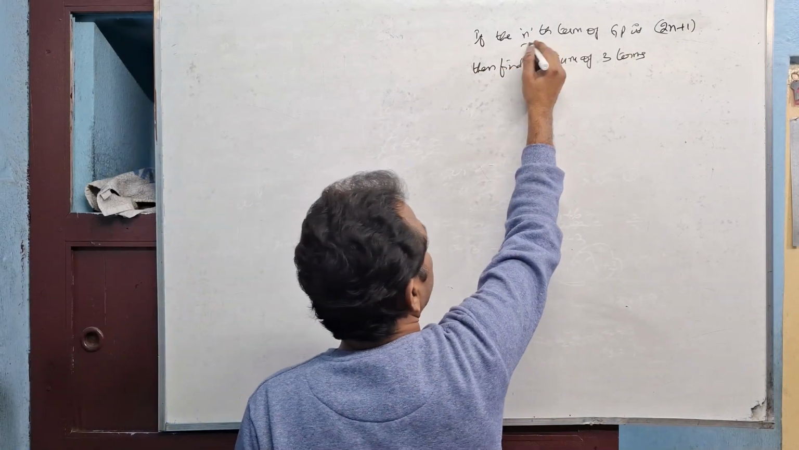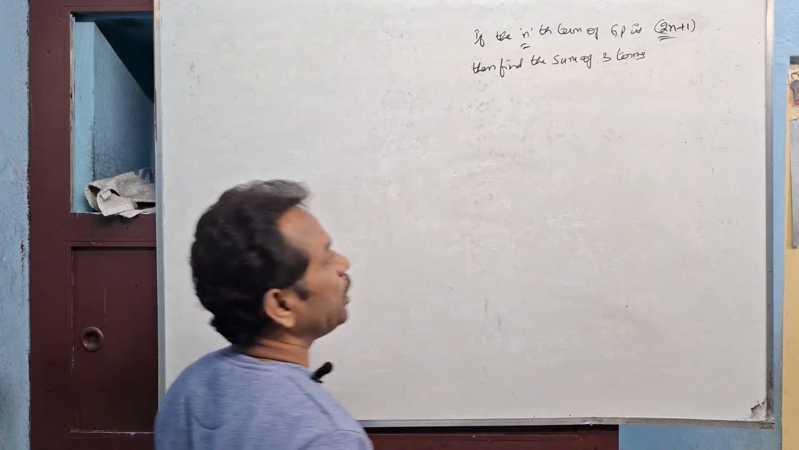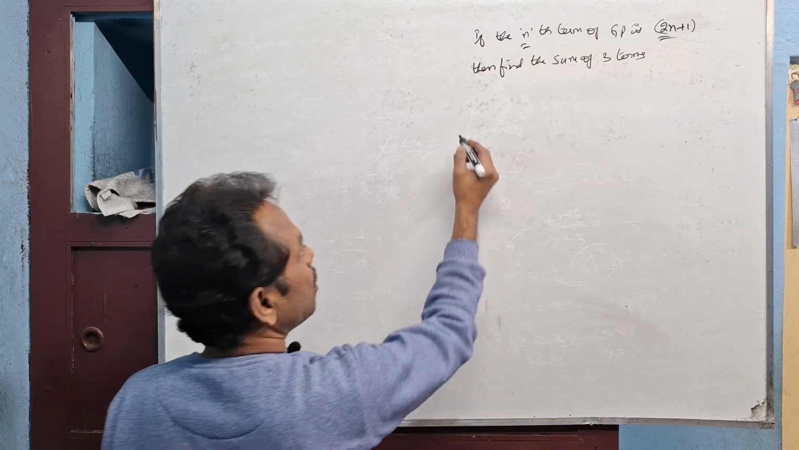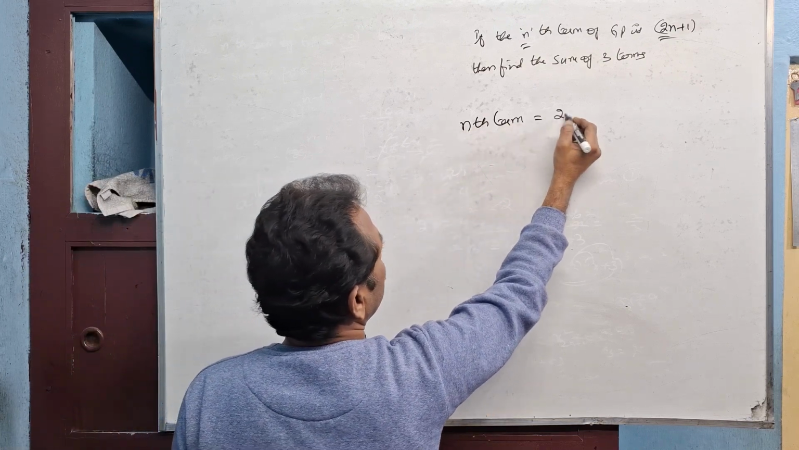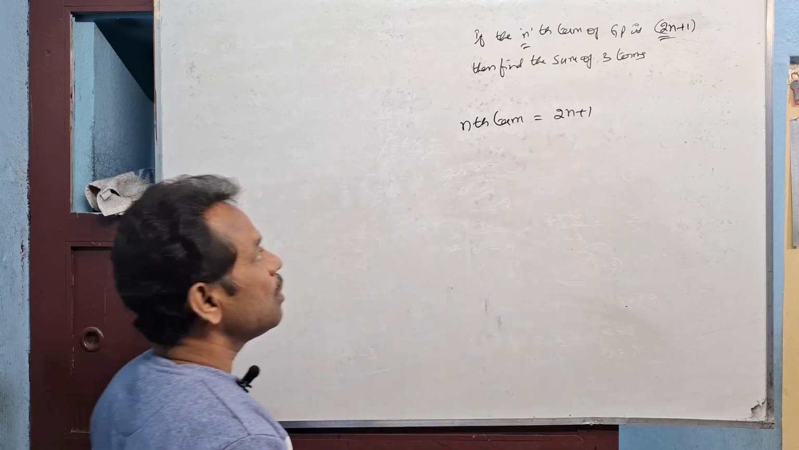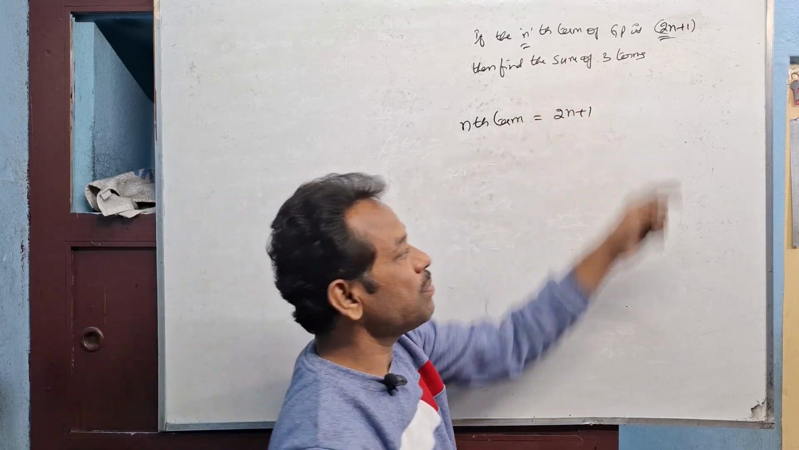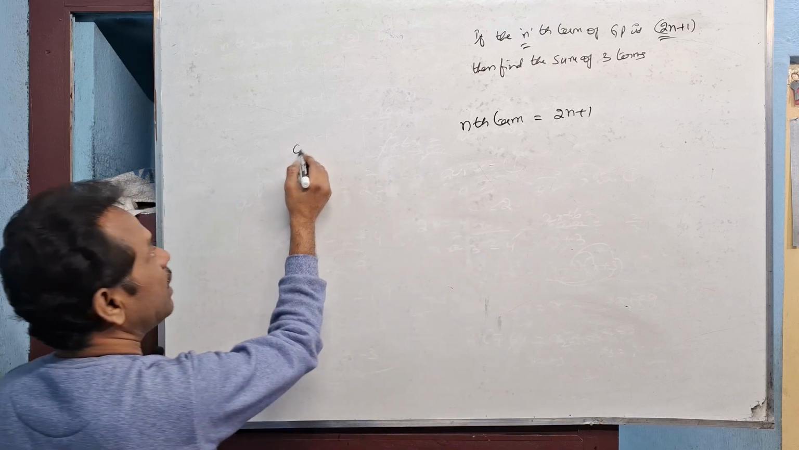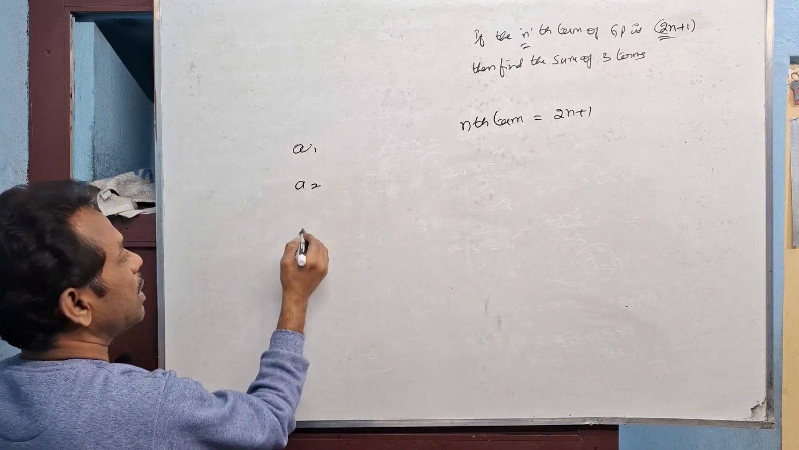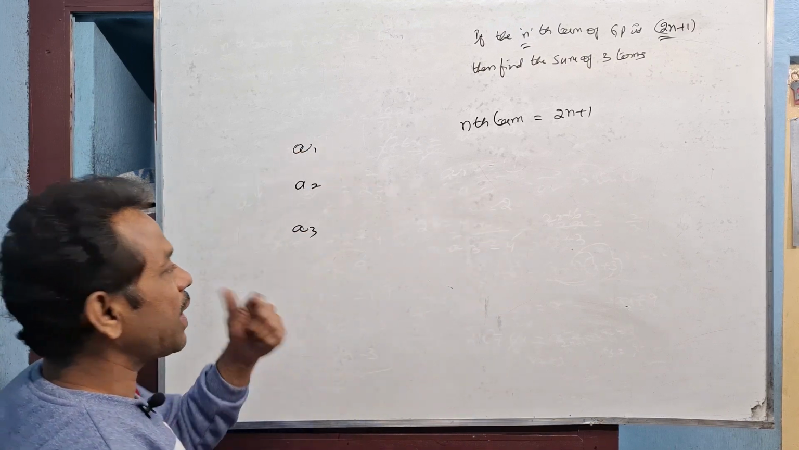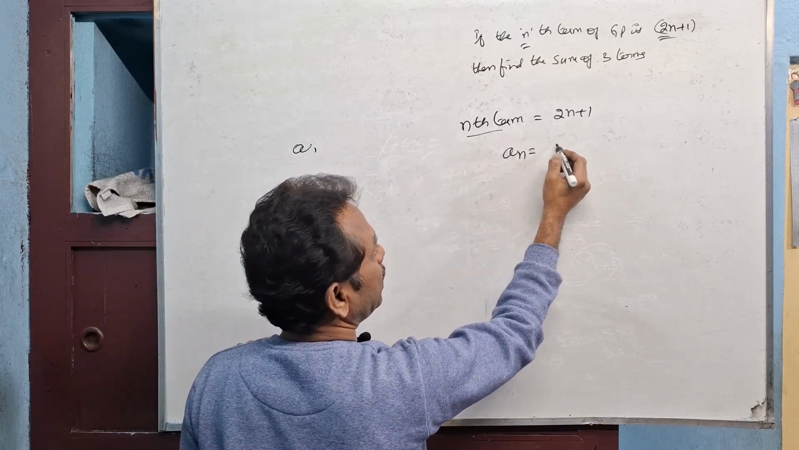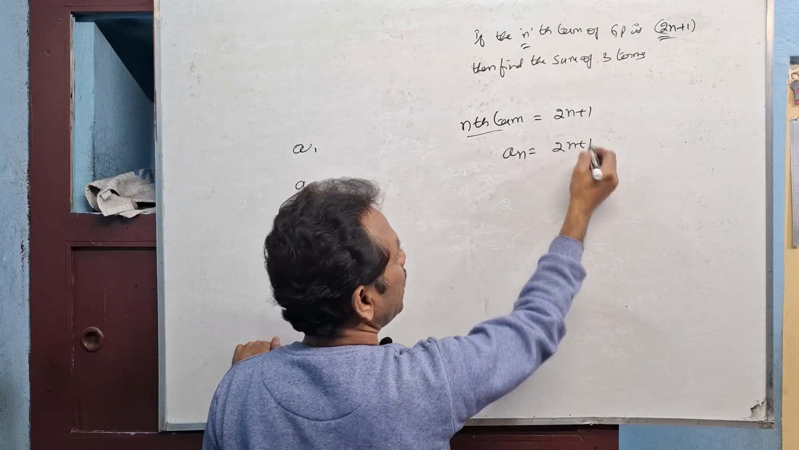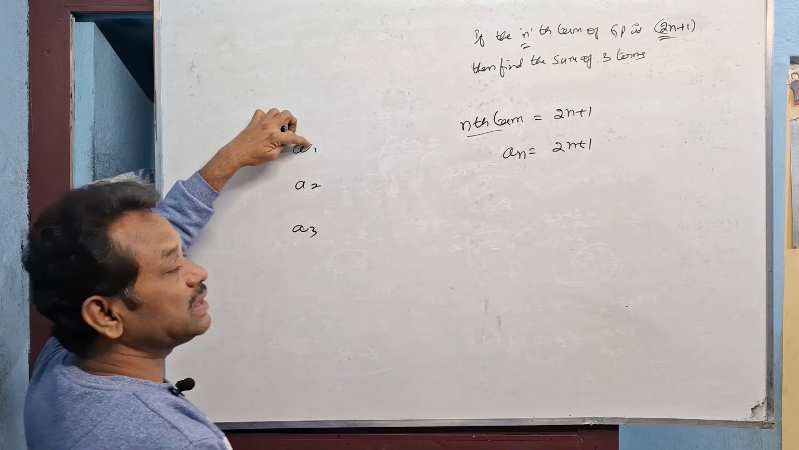Here the nth term of GP is 2n plus 1. So given the nth term is 2n plus 1, we need the sum of first three terms. The first three terms are a1, a2 and a3. So first let us find a1. We can write the nth term as an equal to 2n plus 1. So let me find a1 first.